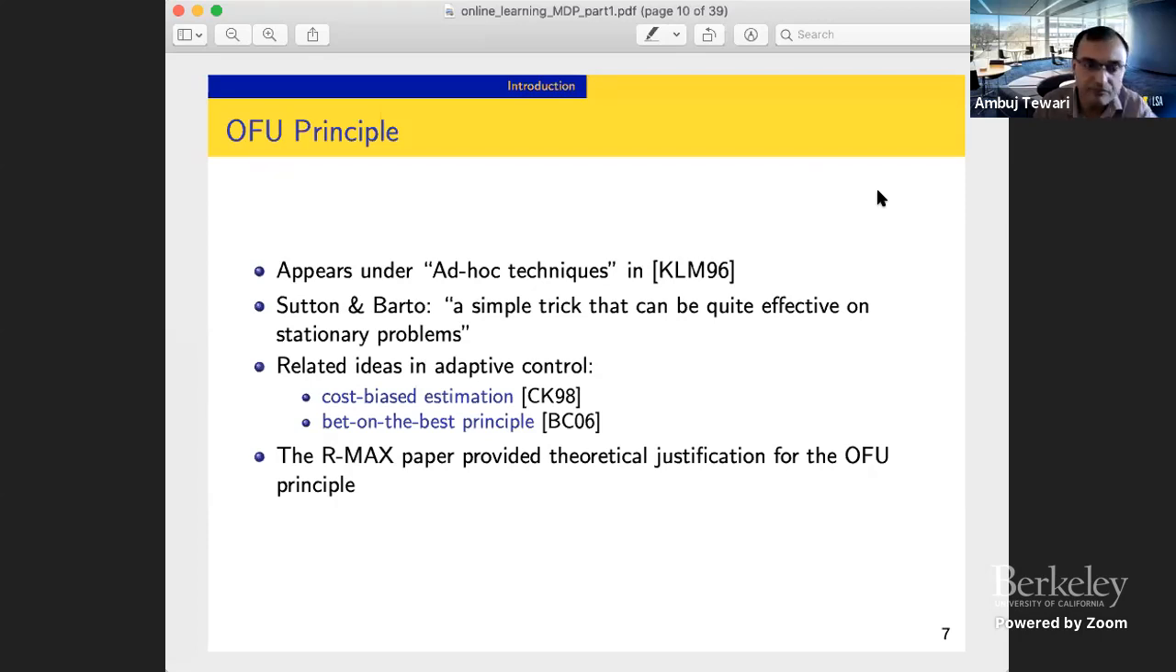And the Sutton and Barto first edition also talks about this optimistic initialization, and they say it's a simple trick that can be quite effective on stationary problems. So there was this sense that maybe it's just a trick or an ad hoc technique. So it was nice that we could later come up with theoretical, rigorous justification behind particular instantiations of the OFU principle. And it's also related to ideas in control. I'm no expert in control, but I at least know that there are papers on cost biased maximum likelihood estimation and something called the bet on the best principle, which is very much related to OFU.